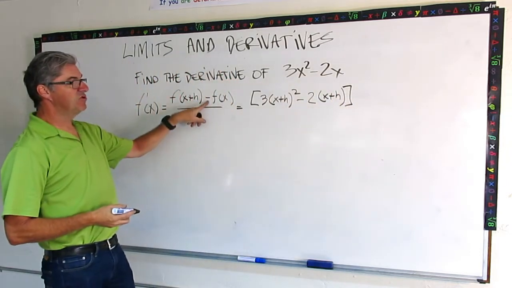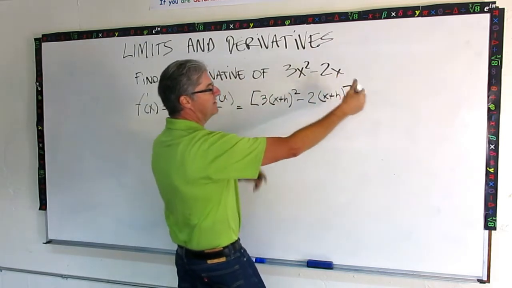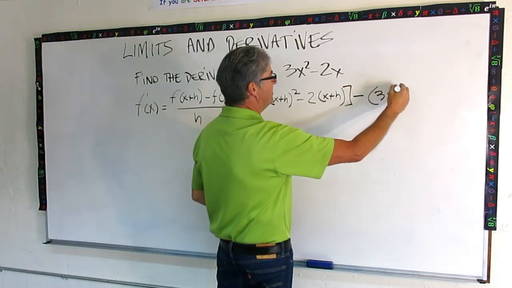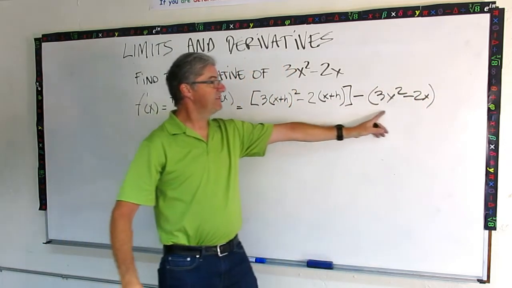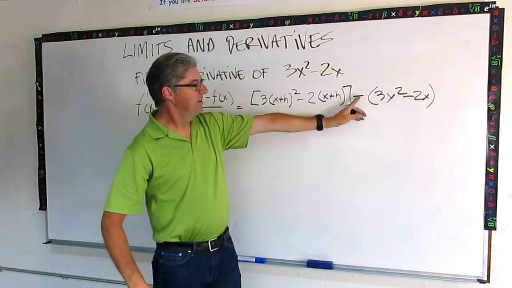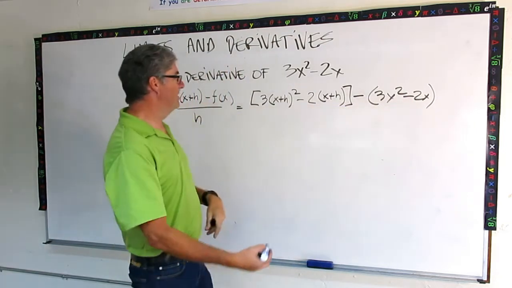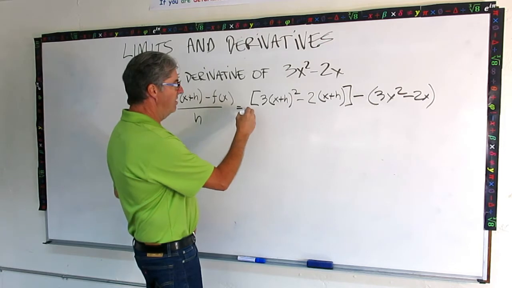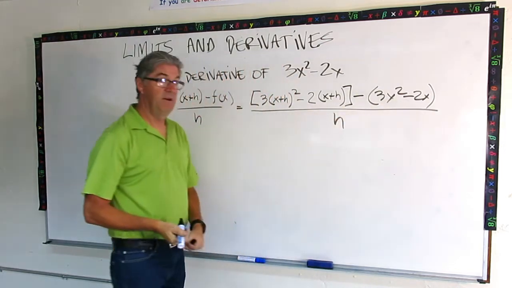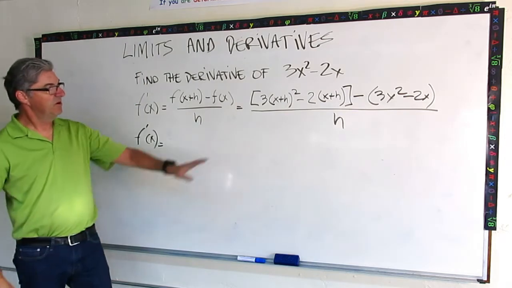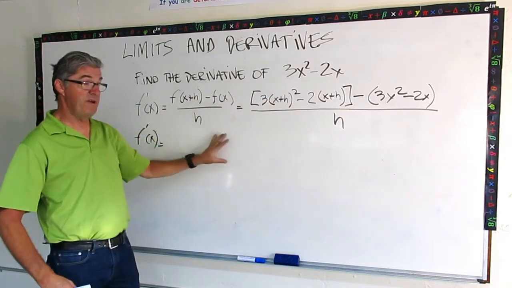Now we're just going to subtract f of x. So this is minus f of x. So this is 3x squared minus 2x. And remember to put your parentheses around this term, because this negative is going to apply to that one as well. Otherwise you won't get where you need to go. And then this is all over h. Woohoo!